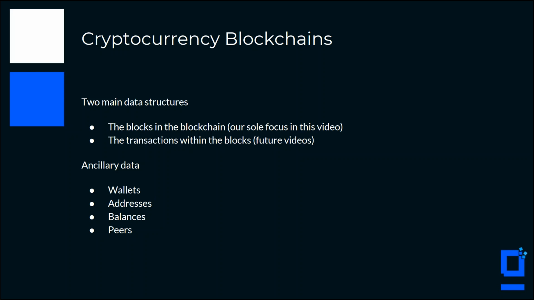But for now, the only 2 things we need to worry about are the blocks and our blockchain. It's basically going to be like a linked list or an array of blocks that contain information about a block, and they're all in a list. They're all in an array, right?